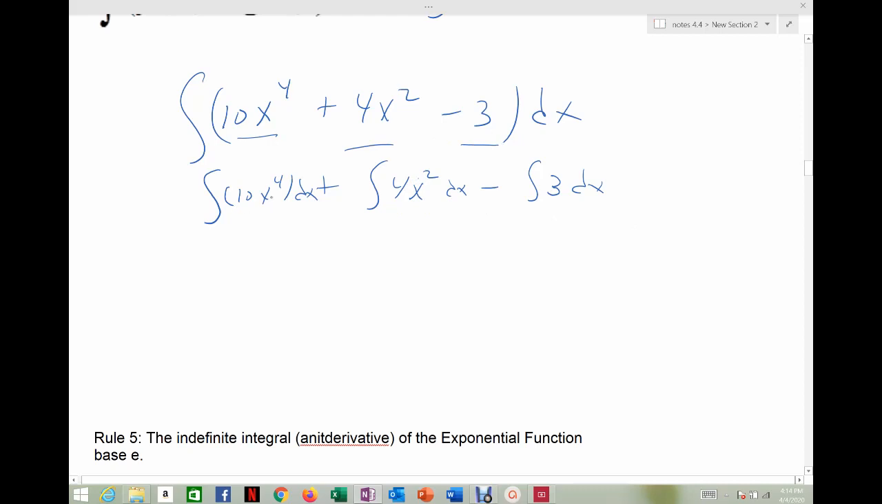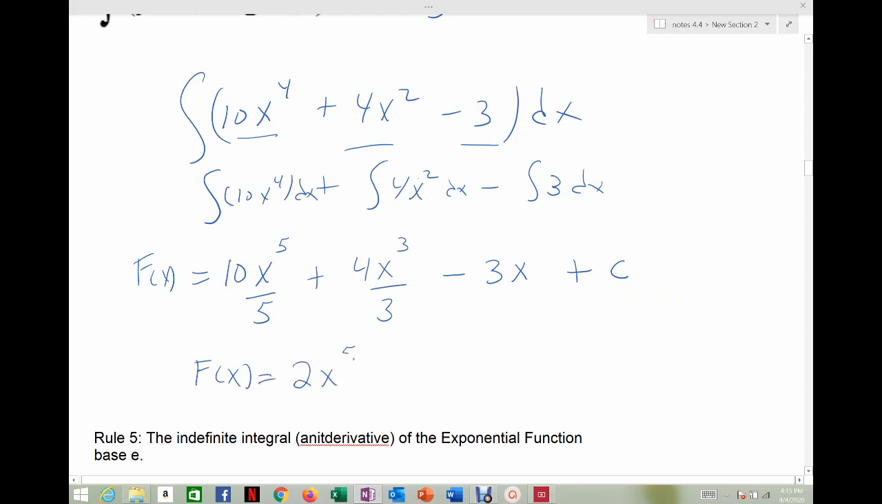So the 10x to the fourth, well, the 10 is just a constant multiplier. It comes along. And then I add 1, so I get 5. Divide by that 5. Done with the first one. Now in the next term, I've got 4x squared. So I add 1, make it cubed. Divide by 3. And then the last one's my constant rule, 3 times x. And then don't forget, I want all of them, so there's a plus c at the end. This will simplify, and you should always write your answer with your fractions reduced. So 10 divided by 5 is 2, x to the fifth. That fraction doesn't reduce, so it stays 4/3 x cubed minus 3x plus c.